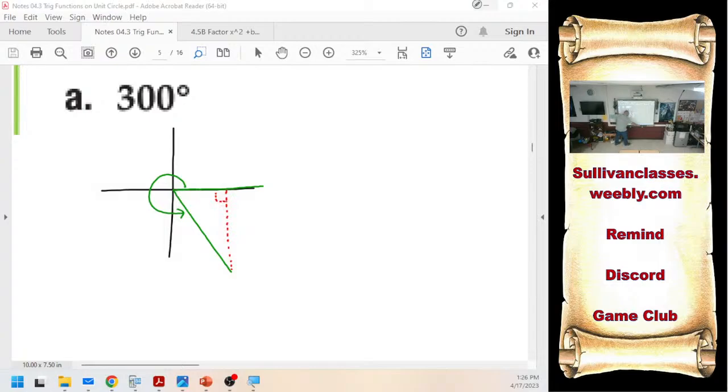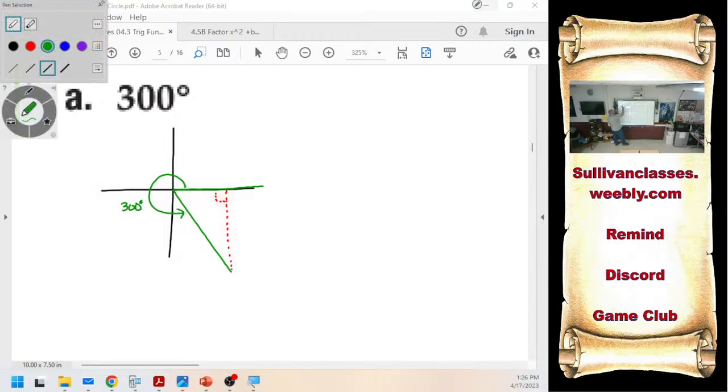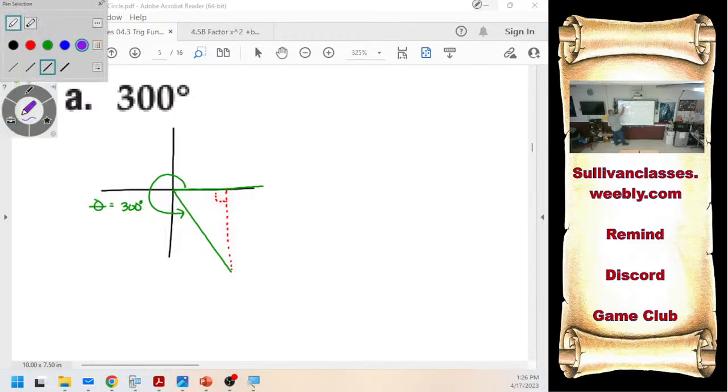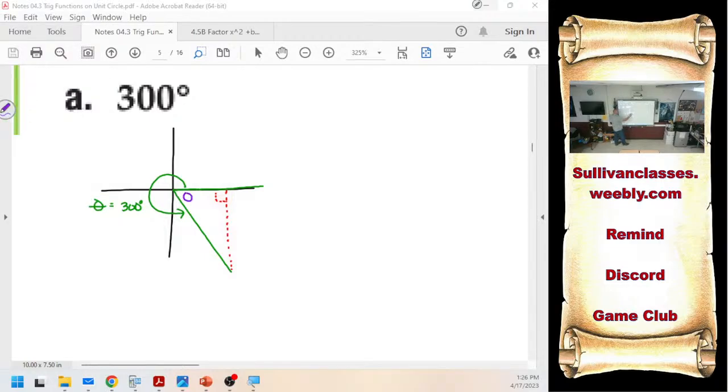So if the angle itself is 300, my question for a reference angle and a reference triangle, this is going to be theta, and then we talk about its cousin, theta prime, which is 60. Because altogether they will make either 360 or 180, x-axis.